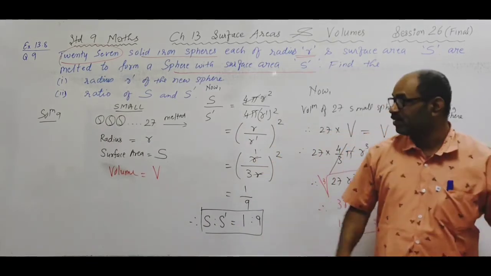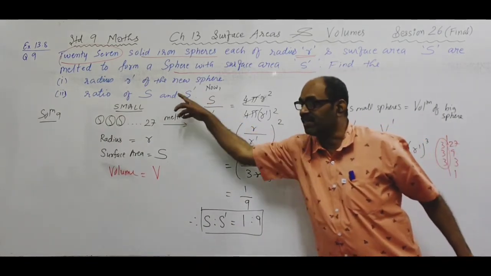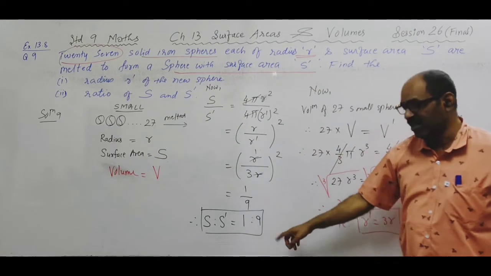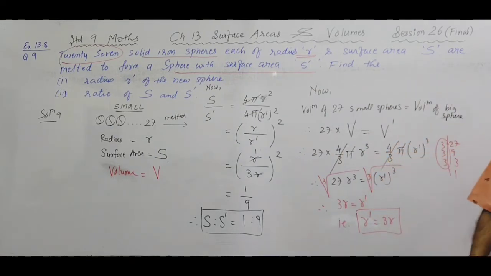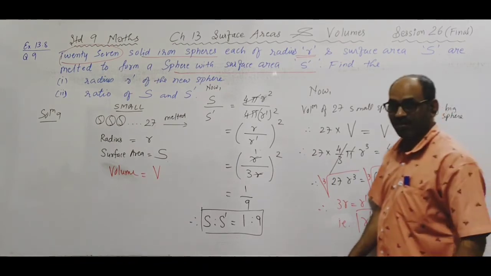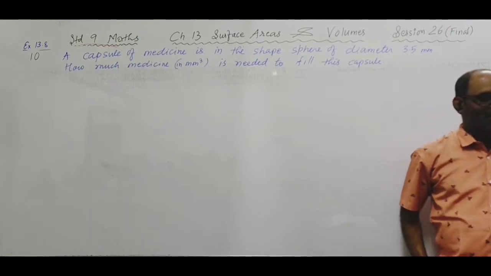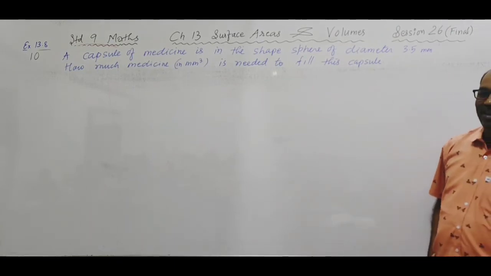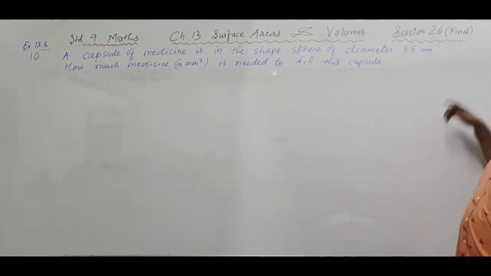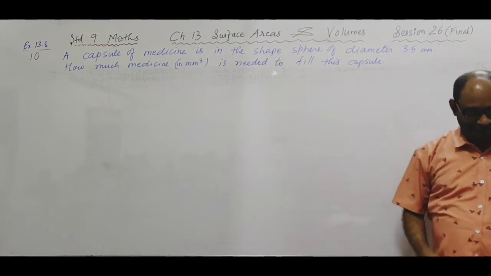So the ratio of surface area S and S dash is 1:9. All right, here is the screenshot. We'll see the last sum of the exercise now. Okay, are you ready for the final question of the final session?